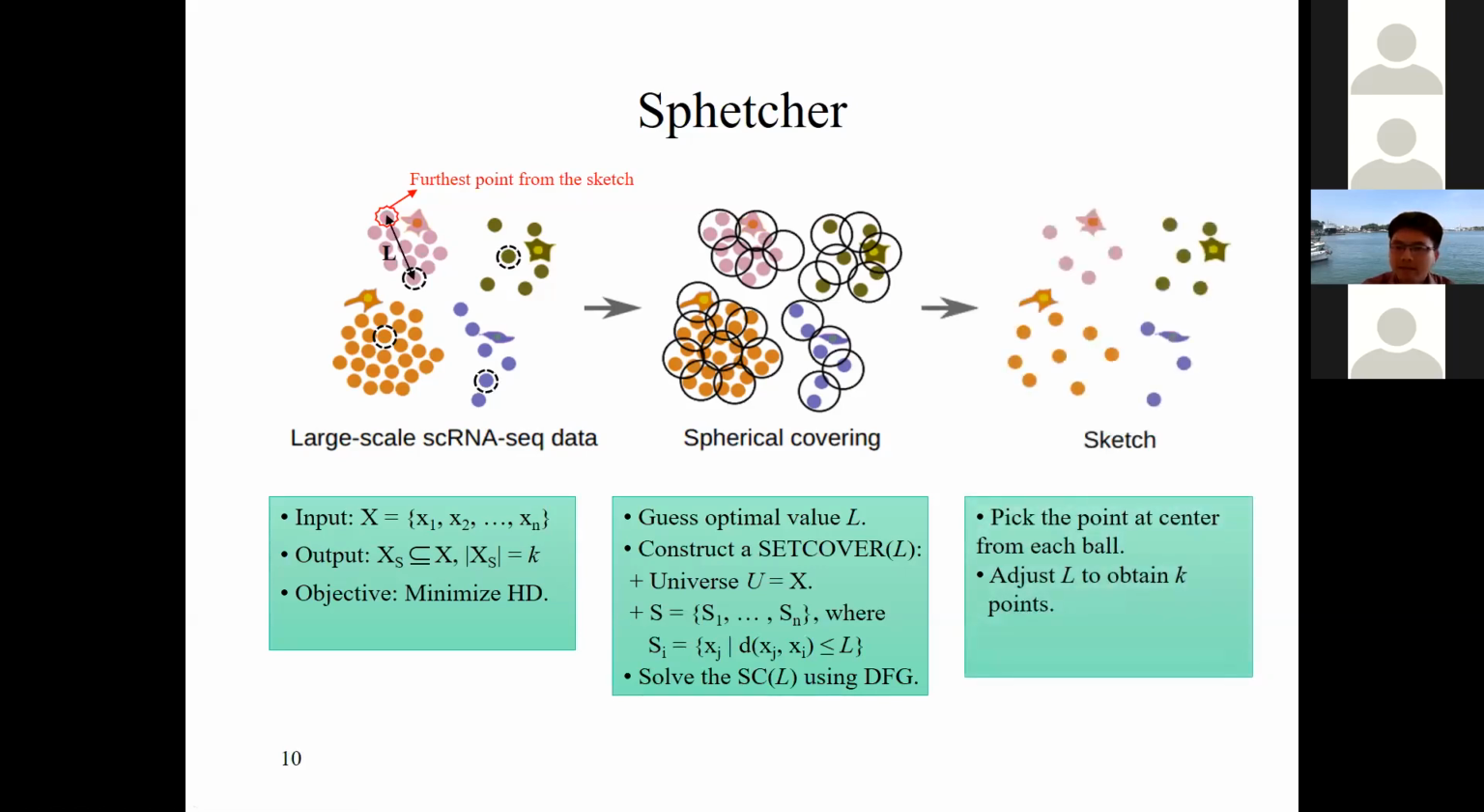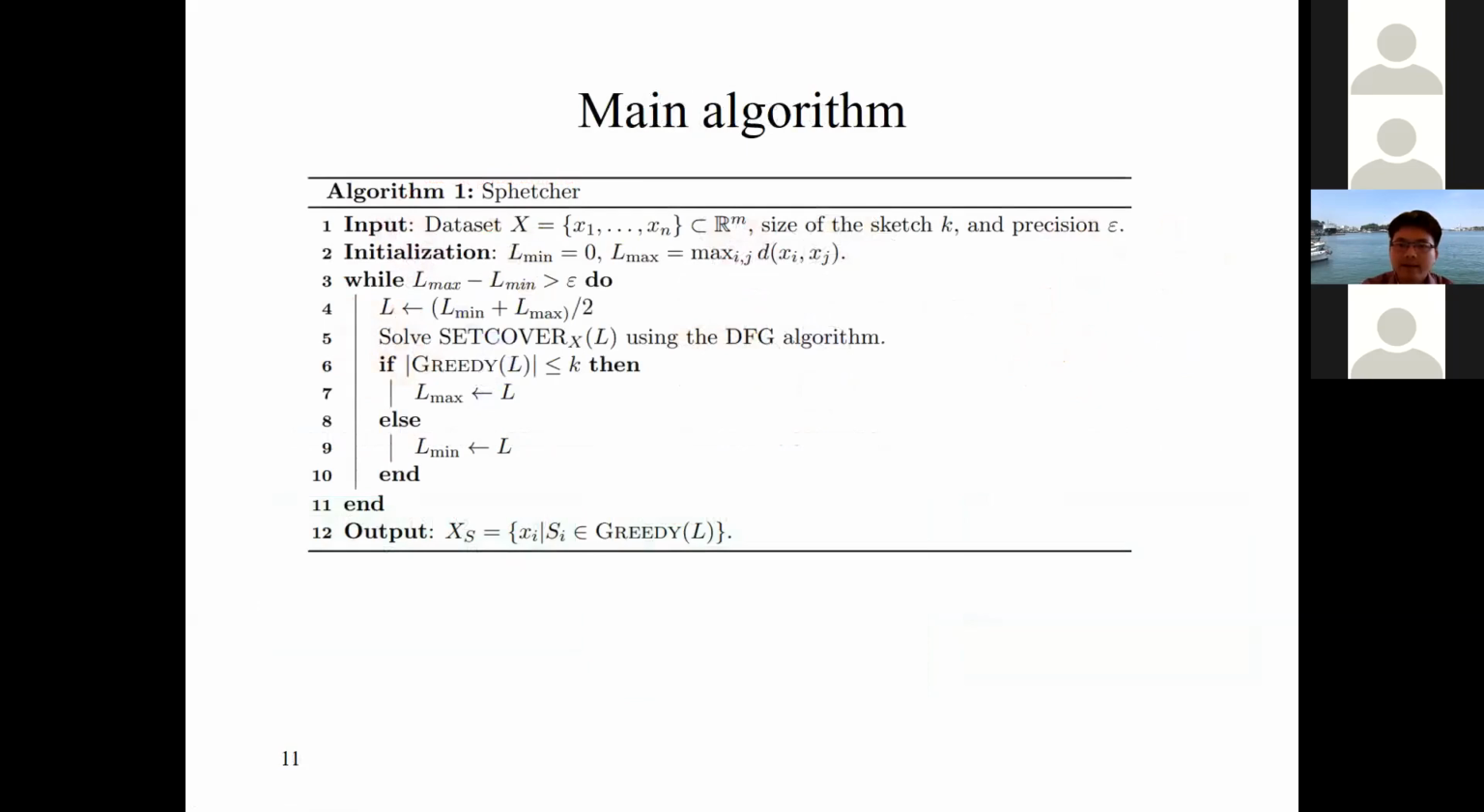And given the collection of balls in the solution, you just pick the cell at the center. It might end up with greater or fewer than k points, and then you need to adjust L to obtain exactly k points or k cells. And here's the summarized main algorithm. So the while loop here essentially finds the right radius by binary search. And for fixed L, we solve the corresponding set cover using the greedy algorithm.